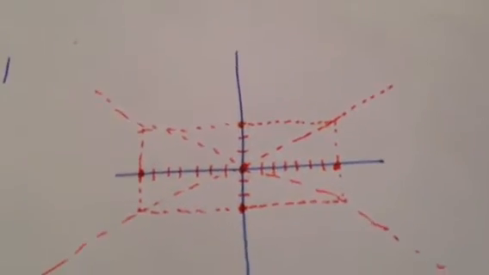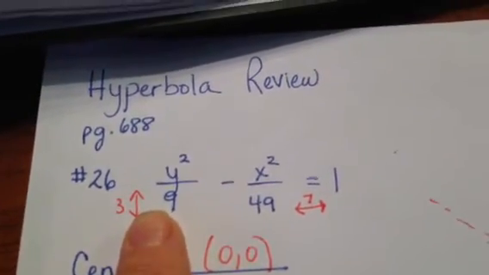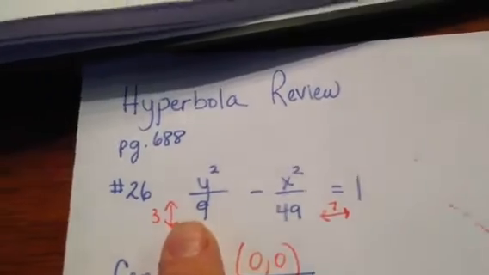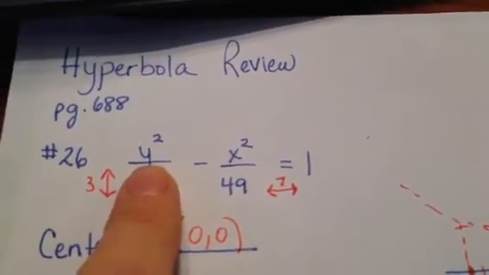All right. Now here's the tough part. You have got to figure out by looking at your equation if your hyperbola opens up and down or to the left and the right. And the way you decide is by what comes first. Your y comes first, so it needs to open up and down.